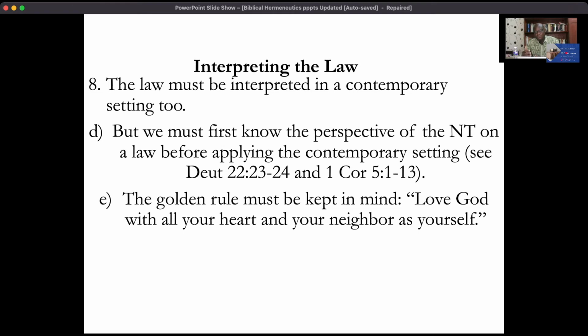And so you must apply this principle that in the church we can disfellowship someone who has broken the law of God, disfellowship or just discipline, but we cannot take the life or imprison the person. We cannot do that. It's only the state that can do that. And so that's one principle we must appreciate.